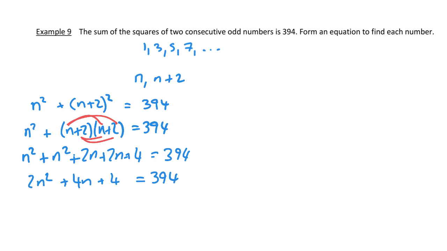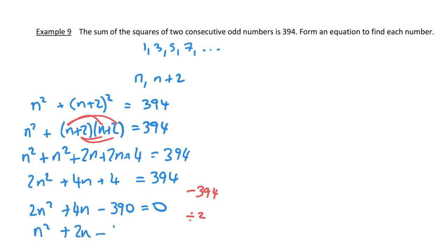But again, we've got a quadratic equation which must equal 0. So if we take away 394 from both sides, what we get is 2n squared plus 4n minus 390 equals 0. Again, we can see all numbers are even, so if we divide everything by 2, we get n squared plus 2n minus 195 is equal to 0. So we need to try and factorise that.